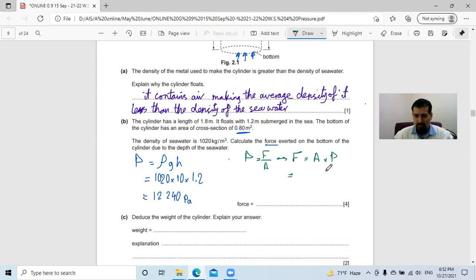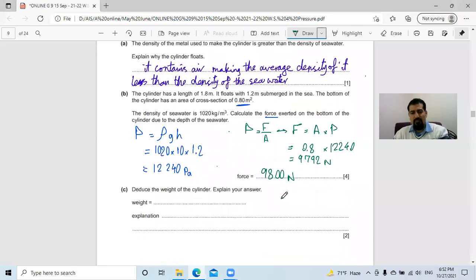So our answer that we just found is the pressure, 12,240, multiplied by the area, which is 0.8. And by using the calculator, our answer will be approximately how much? 9792 newton. I will not write the whole thing. I'll write only two or three significant figures. You can write 9800 newton. Yes. Bravo, Abd al-Rahman. Bravo, Ibrahim. Okay, good.